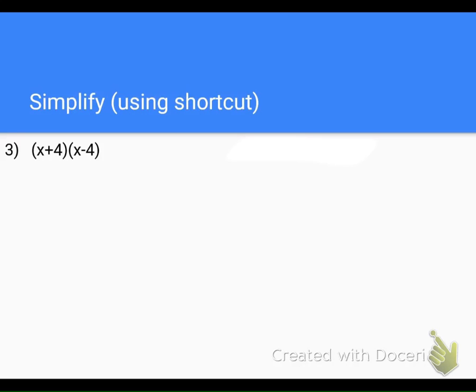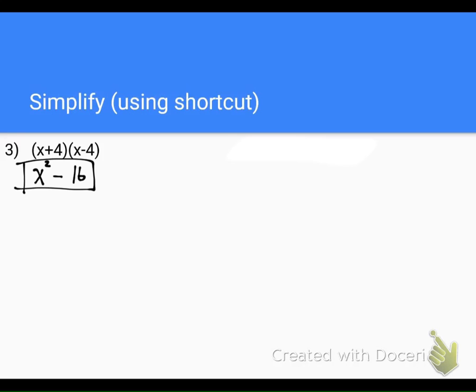Good. So they're both the same. We have x plus 4, so we have a positive first term, so positive x in both of them. And the second one has a plus 4 and one has a minus 4. So we're going to apply the shortcut now. So x times x is? x squared. Good. What's positive 4 times negative 4? Finish up the problem and show me your work. 10 seconds. Go. Number 3, we got x squared minus 16.